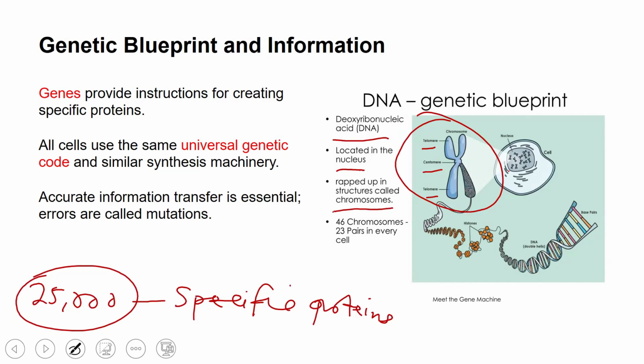So accurate information transfer is essential. If there are any errors, those errors are called mutations, which can lead to a lot of problems. Of course, mutations also generally lead to variation and evolution.